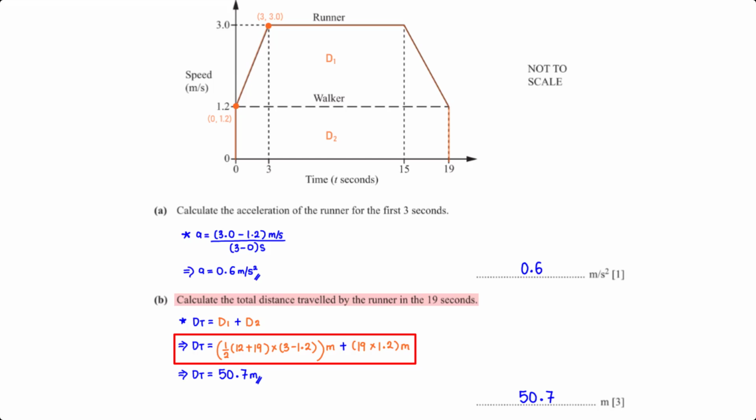D2, which is in the shape of a rectangle, has an area of L times W, where L is 19 and W is 1.2. When we type this into the calculator, we get 50.7 meters.